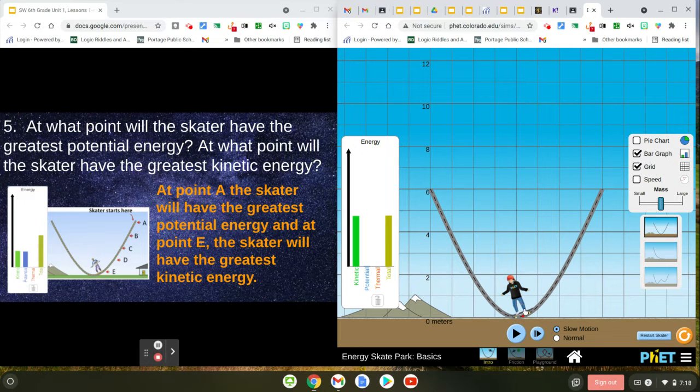In fact, this skater is probably a little bit farther down than the skater in your study guide, but we have almost no potential energy at E. So again, the greatest potential energy is at A, and at point E, the skater will have the greatest kinetic energy. So let's take a look at that. We see kinetic energy increasing. There it is, point E. We have the bar for kinetic energy the greatest.